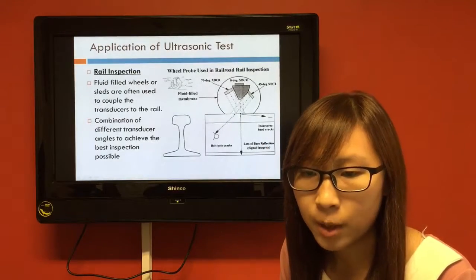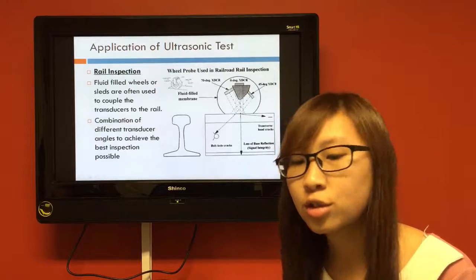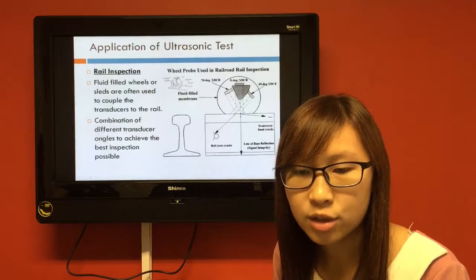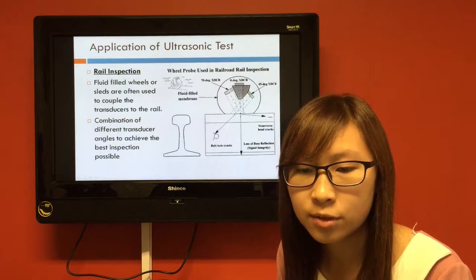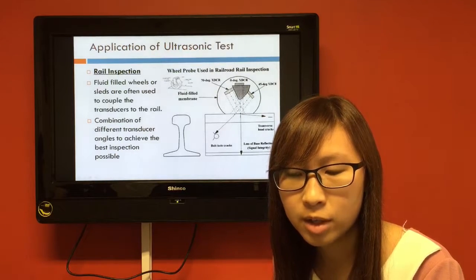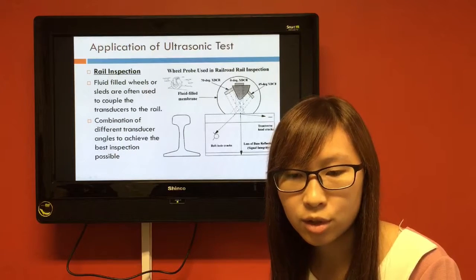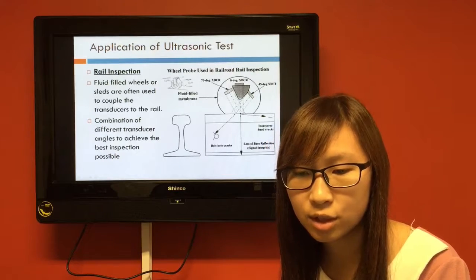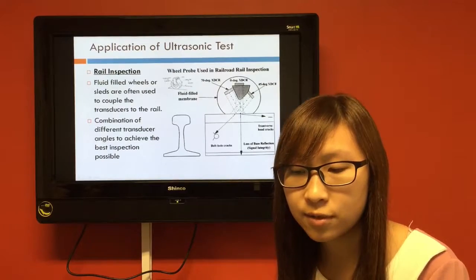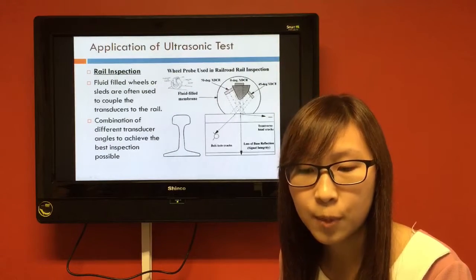Fluid-filled wheels or cells are often used to couple the transducer to the rail. Sperry Rail Service, which is one of the companies that perform rail inspection, uses roller search units comprising a combination of different transducer angles to achieve the best inspection possible.